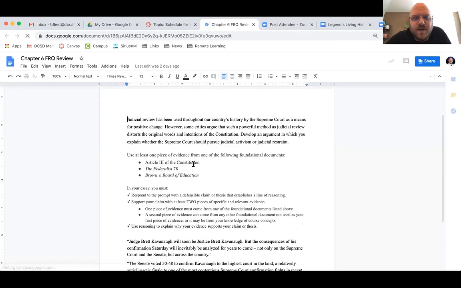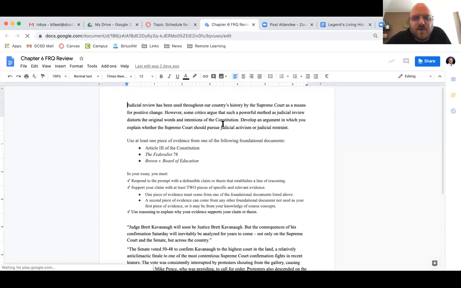Here, the first one is your argumentative essay. And this is going to come down to these 2 words: judicial activism and judicial restraint. Now, I'd love to sit around and have us define that, but because this is part of your FRQ, I'm going to keep that for our check-ins tomorrow and on Friday. But that is what you're arguing.